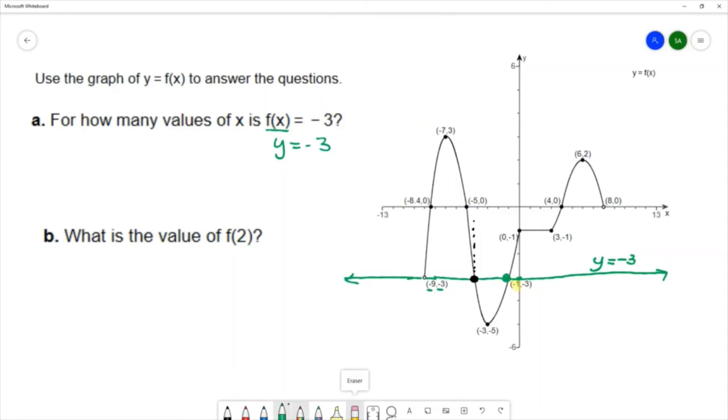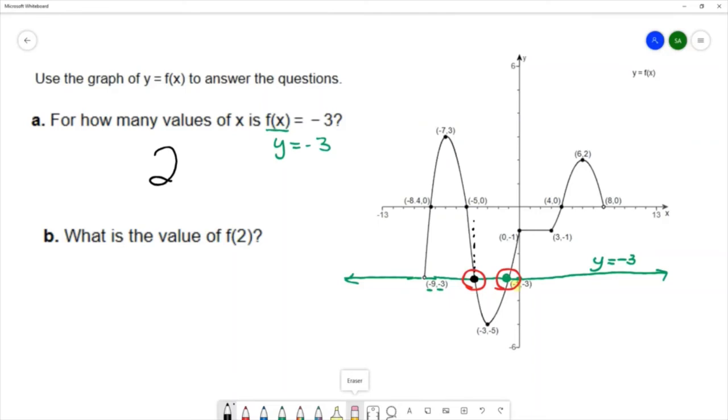So we have two places where f of x equals -3. Two x values where f of x is equal to -3. So that's how many values of x, two values of x have y values that are -3.